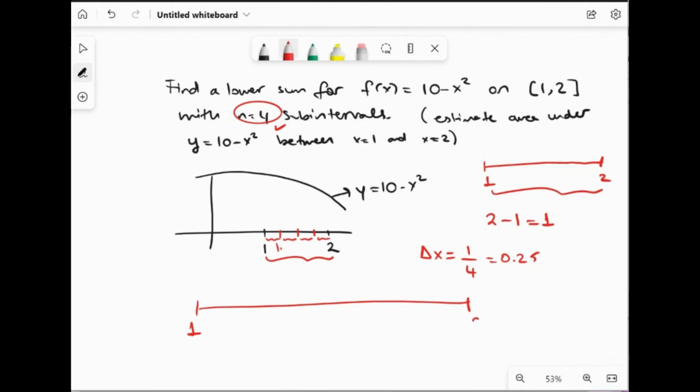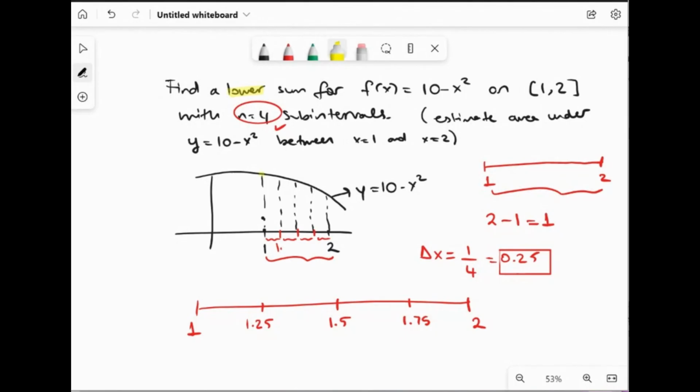So we are just looking at between 1 to 2, and we divided it into 4 subintervals. So the distance between each point should be 0.25. So this will be 1.25, 1.5, and this will be 1.75. So we would like to find a lower sum. So let's see whether we should use the right endpoints or left endpoints.